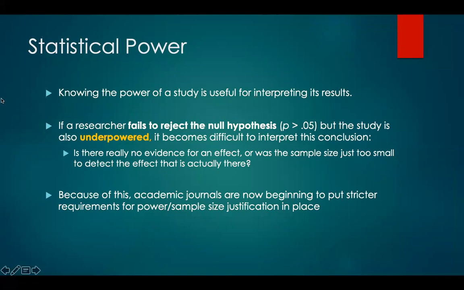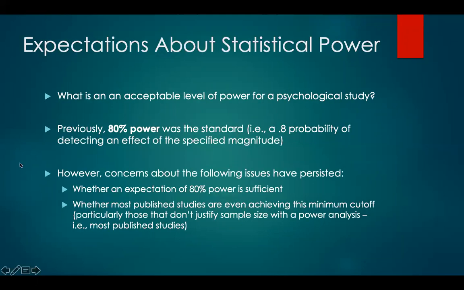Now, knowing the power of a study is useful for interpreting its results. If a researcher fails to reject the null by finding a p-value greater than 0.05, but the study is underpowered, it becomes difficult to interpret this conclusion. So is there really no evidence for an effect, or was the sample size just too small to detect the effect that is actually there? Now, because of this, academic journals are now beginning to put stricter requirements on power and sample size justification. Now, this isn't only in social science, this is across all sciences, including physical sciences.